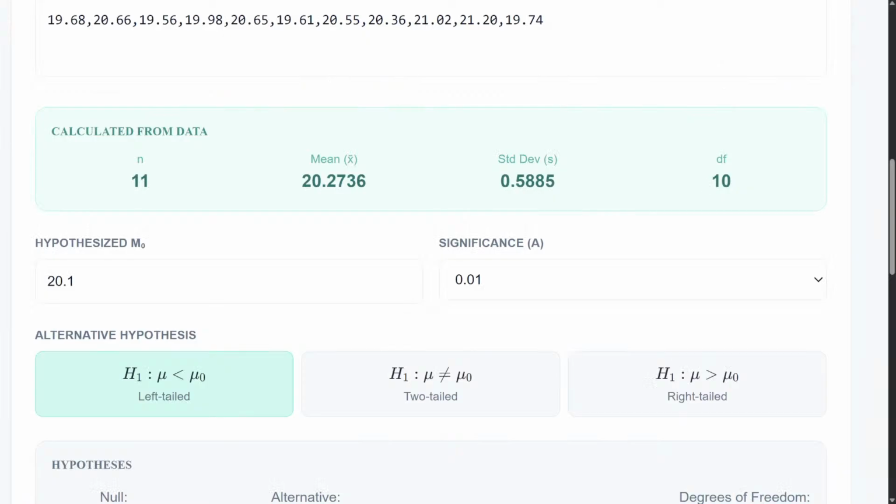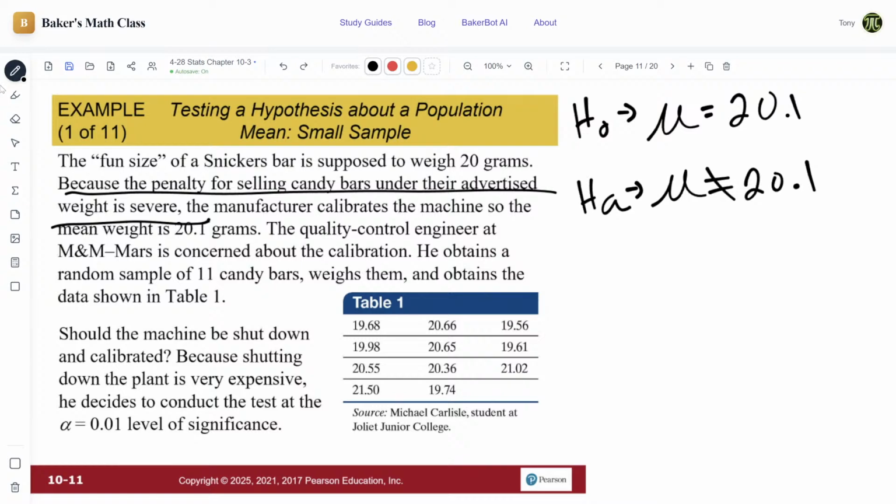The other one I actually think is more important. The way the book is looking at this problem is they're looking to make sure the machine is calibrated correctly. Is it giving you the 20.1 that it should? Okay, that's what they're caring about.